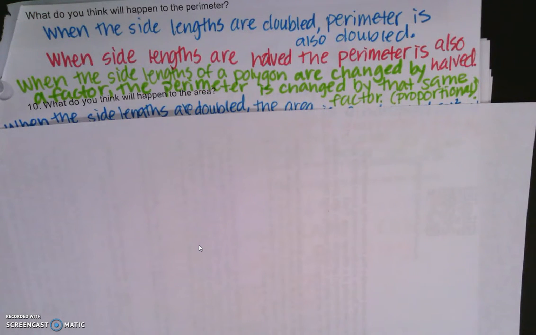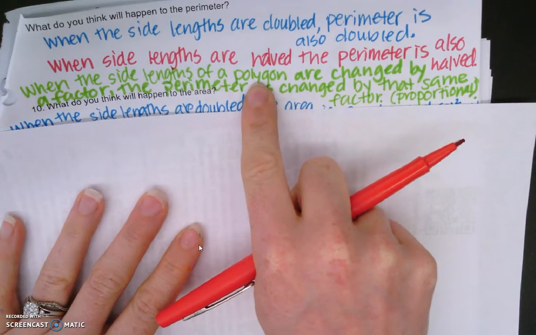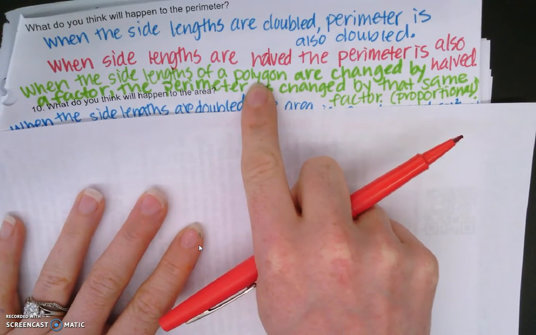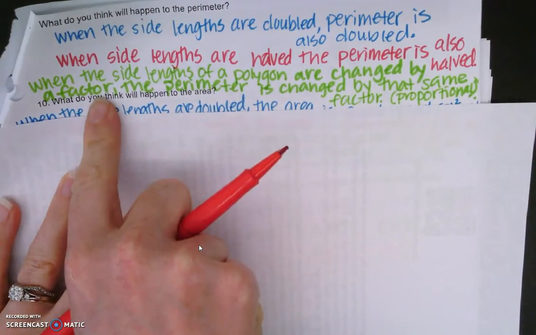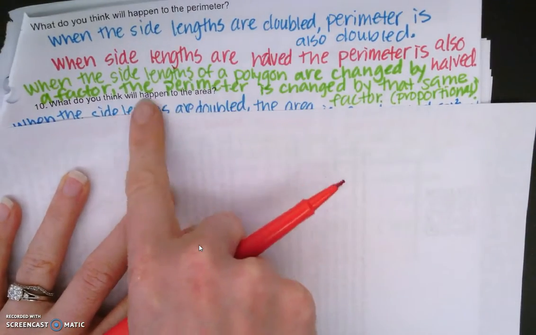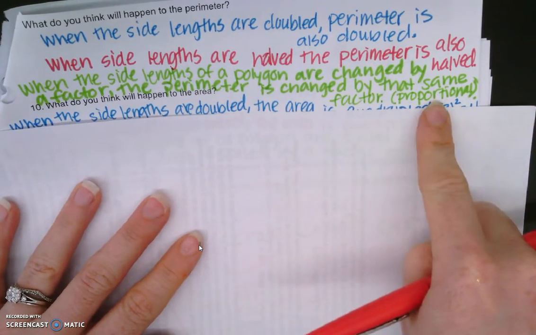The relationships are the same as our first two activities. When the side lengths are doubled, your perimeter is also doubled. If your side lengths are halved, the perimeter is also halved. So when the side lengths of a polygon, so a triangle, a square, an octagon, any polygon, are changed by a factor, like this factor is 2, the perimeter is changed by that same factor, proportionally.